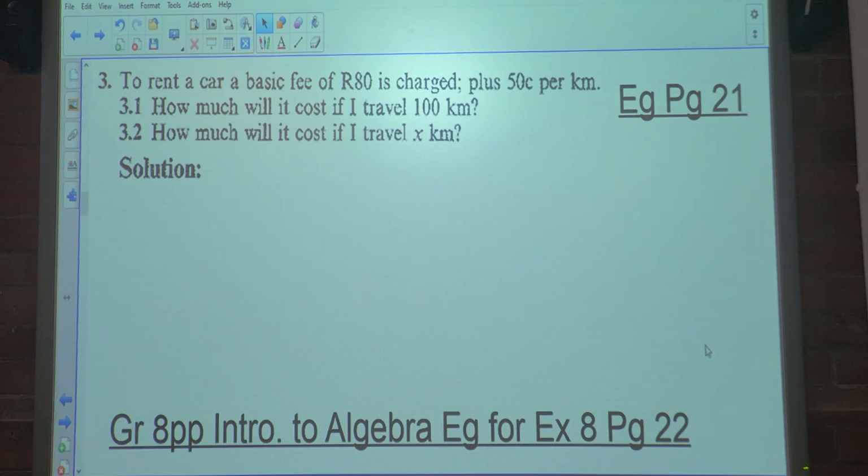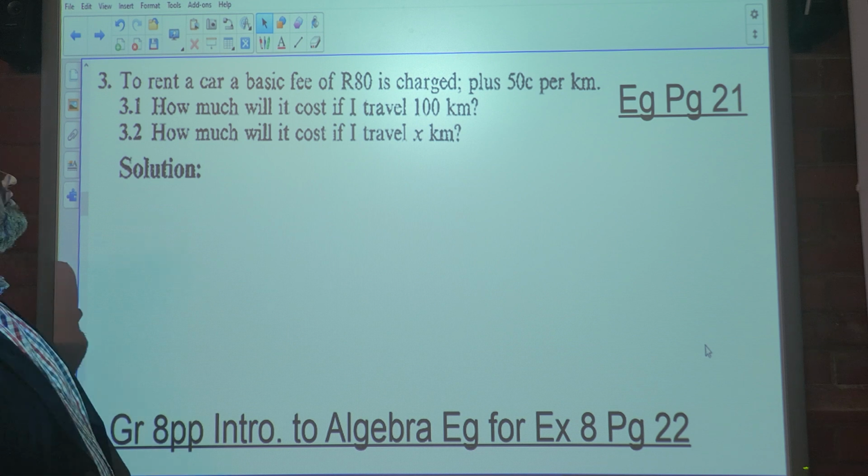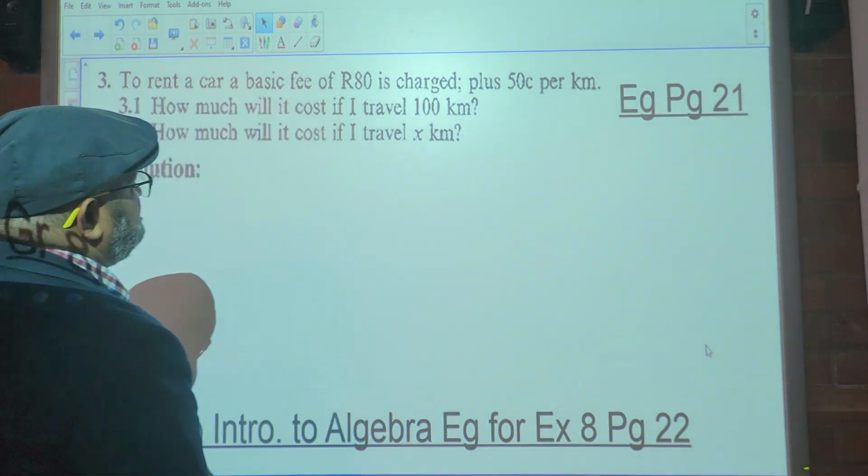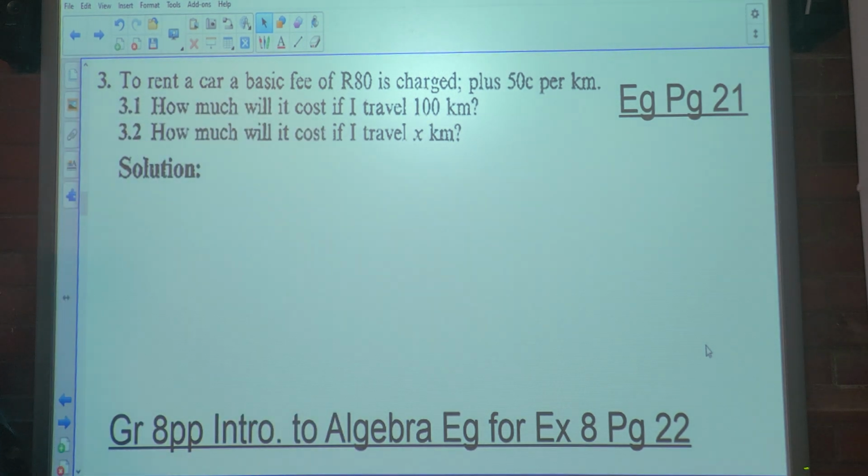To rent a car, a basic fee of 80 Rand is charged plus 50 cents per kilometer. People, this has been many years ago. The time of working with 50 cents and stuff is of the past. So to rent a car, basic fee of 80 Rand is charged plus 50 cents per kilometer. How much will it cost if I travel 100 kilometers?